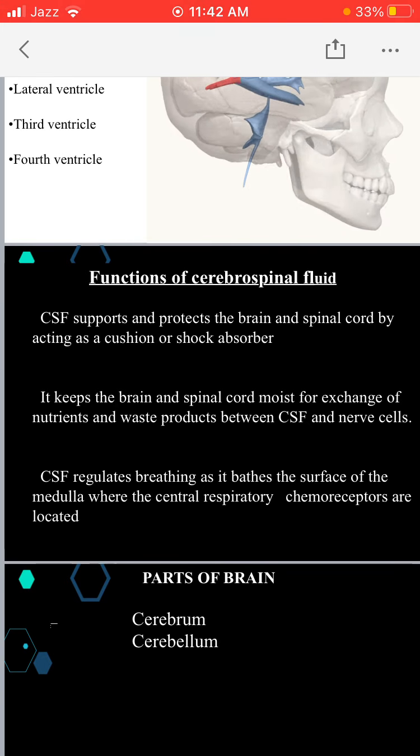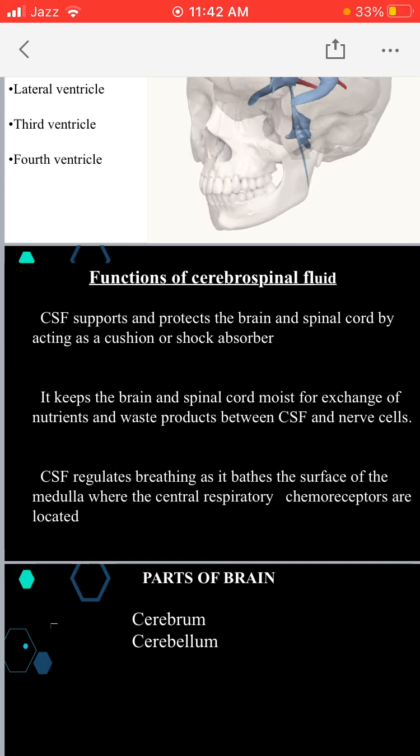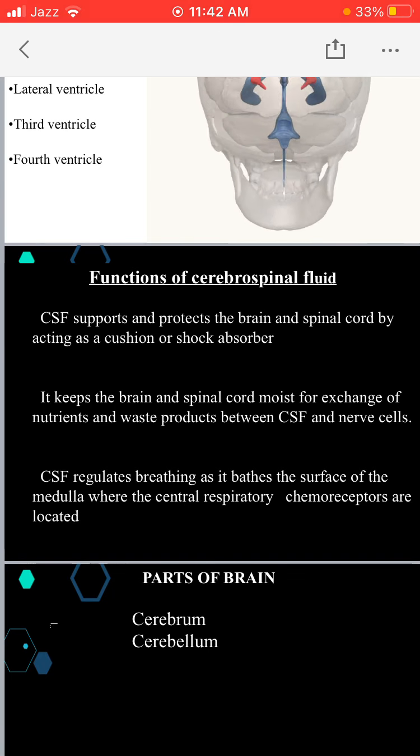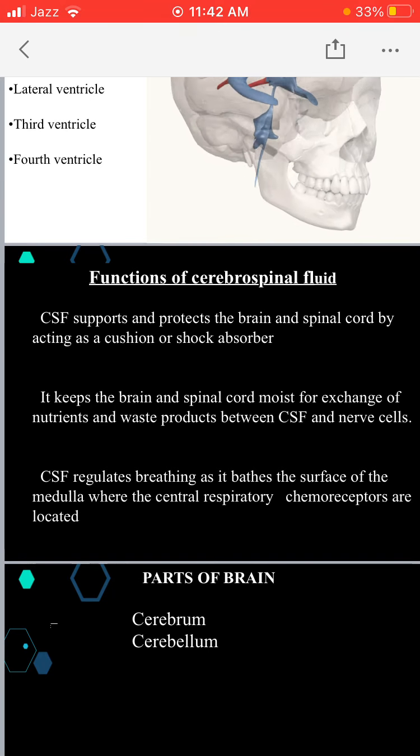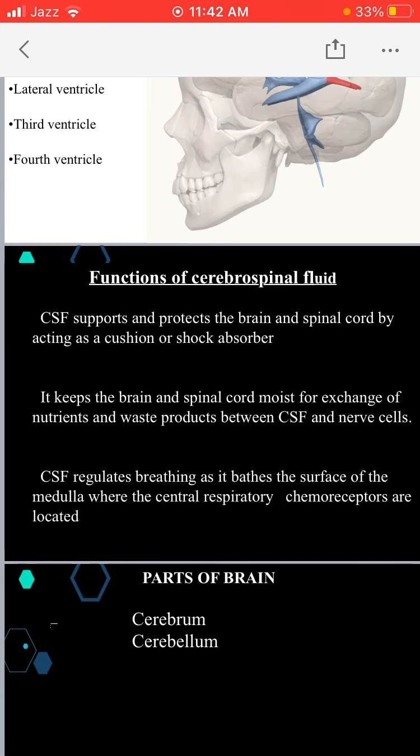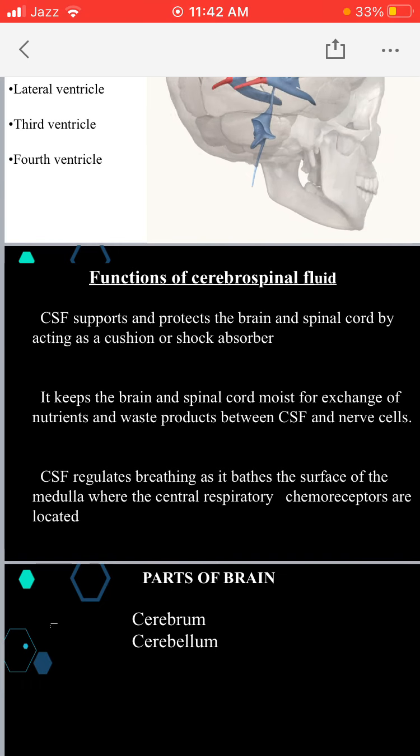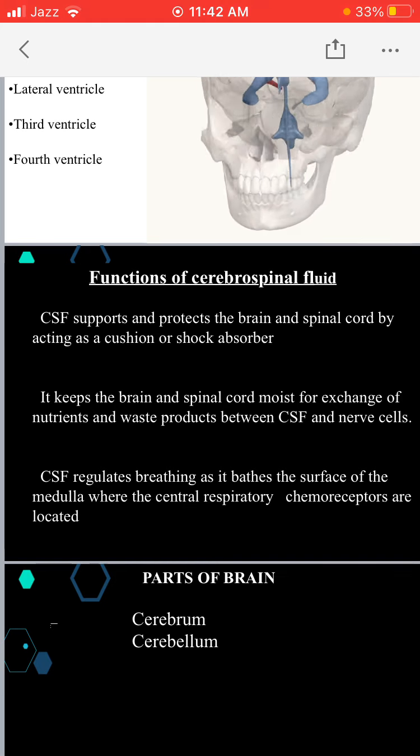CSF also plays a role in regulation of breathing because it bathes the surface of the medulla where we have central respiratory chemoreceptors.